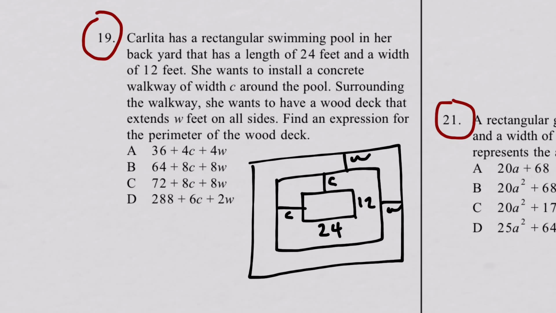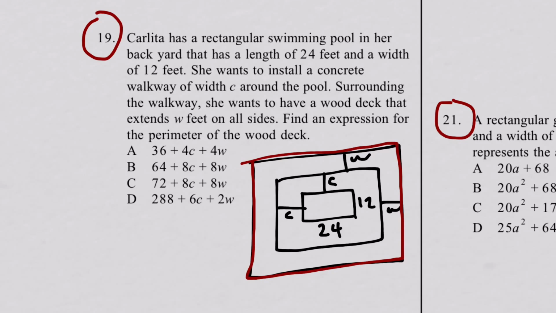Find an expression for the perimeter of the wood deck. So basically, what is the perimeter of this, basically the larger rectangle here. Okay, so for that, what I need to do is figure out what is the new length and what is the new width, and then add up all the sides.